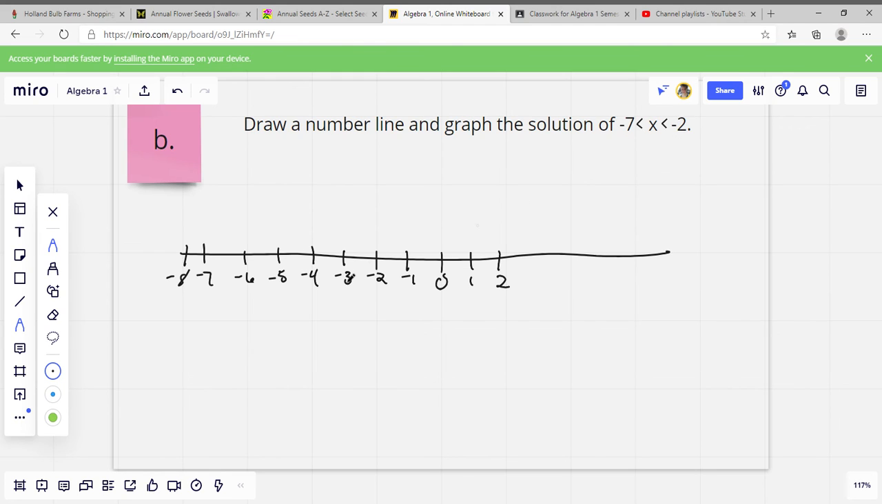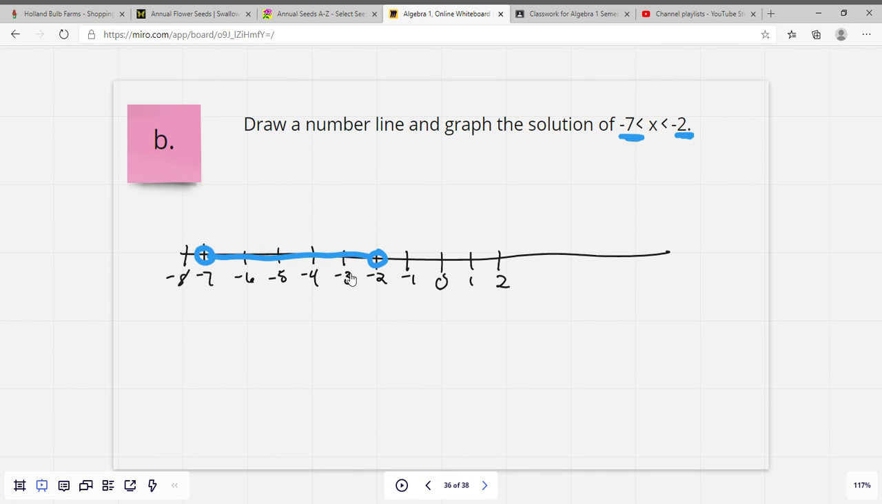All right, so my first one says -7, and it's not equal to, so I'm going to draw an open circle. And then my next one says -2. It's not equal to, it's just less than, so I'm going to draw an, oh, not there, -2 is there, open circle, and then I'm just going to connect the two with a line. Boom, there's your answer. Easy peasy.